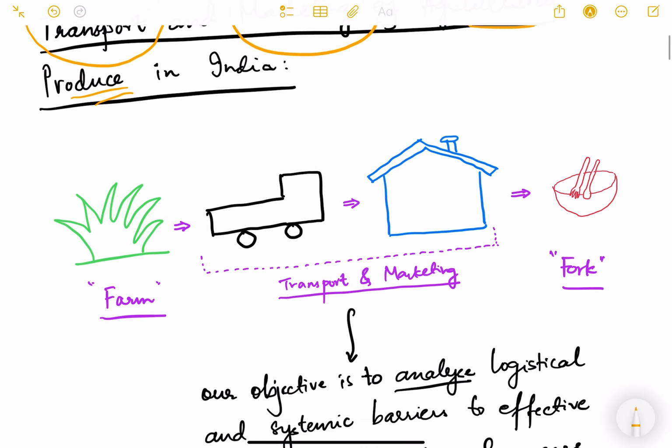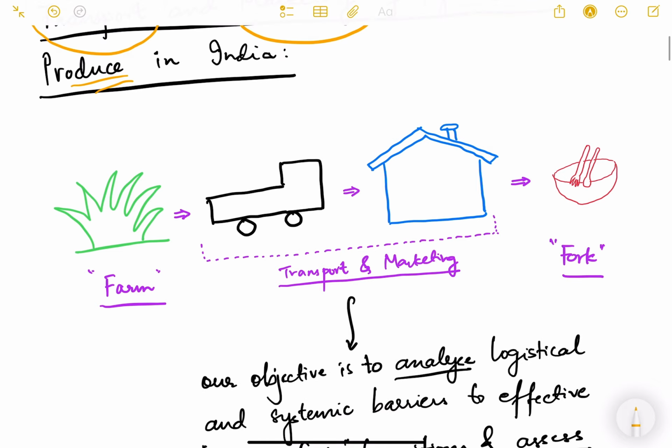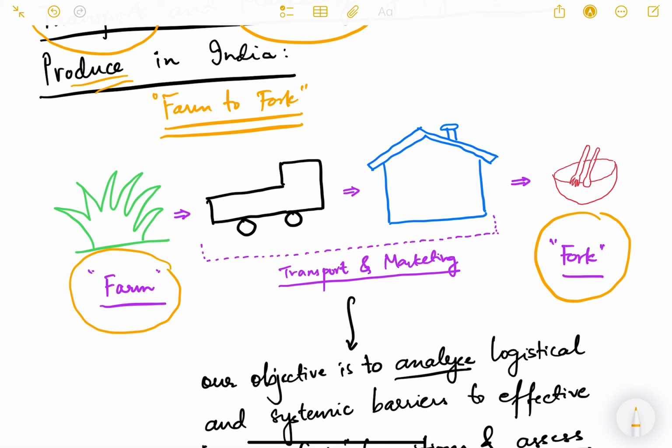Okay, so when we talk about agricultural marketing, there is one term called farm to fork. Please try to keep this terminology in your mind, this phrase farm to fork. So F to F. Farm means where farmers grow their crops, and fork means the plate of the consumer, where the consumer is consuming food. So it is obviously the prepared food.